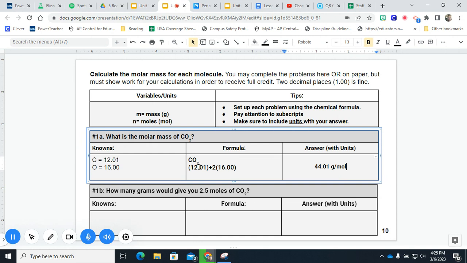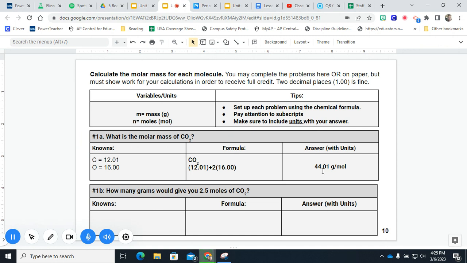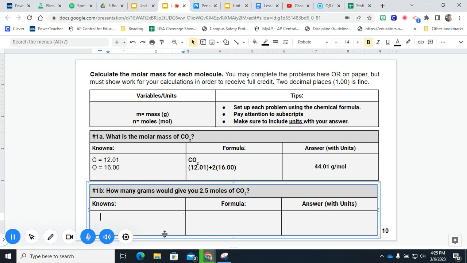I got that information from the periodic table, and I used the chemical formula to help me decide if I should multiply the atomic mass according to the subscripts. The second part of the question is now going to use the molar mass to calculate something else. So in this case, our known will be the molar mass of carbon dioxide. And also what is given in the question, which is 2.5 moles of carbon dioxide.